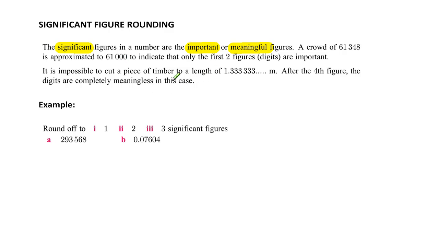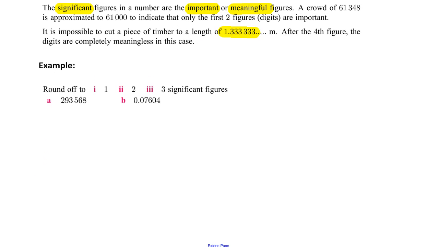Once again, it says it is impossible to cut a piece of timber into that particular length there. So, because you can't measure after the 4th figure, which is 1, 2, 3, 4, then the digits after that are meaningless because you actually can't measure them successfully in order to cut them. So let's have a look at what it means to actually round significant figures, and you'll need to watch this really carefully to make sure that you get it right.